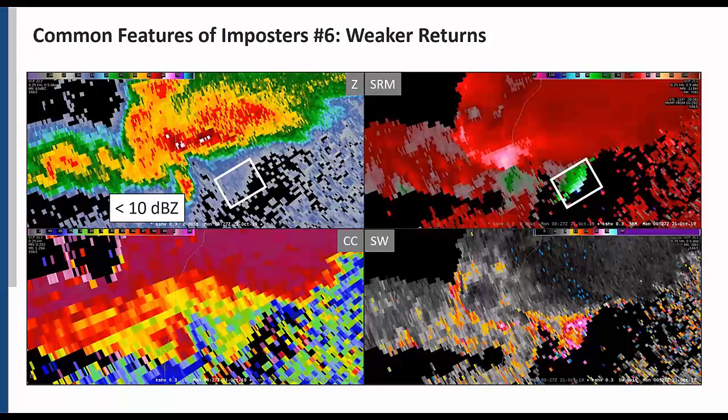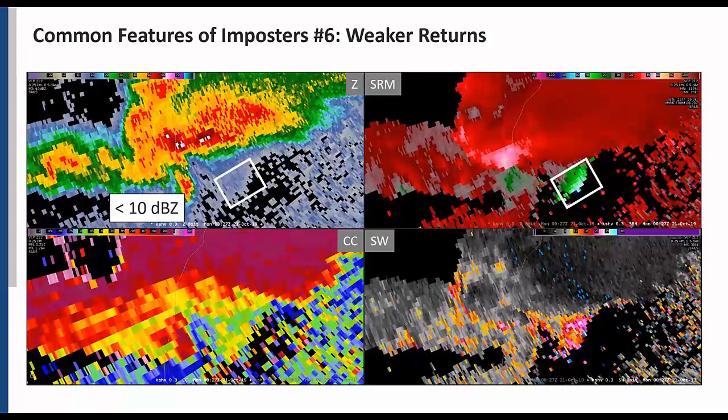But if you get somebody who is maybe not the most confident, they might see something like this and not realize that you've got a perfectly good circulation back here, which is more co-located with the reflectivity hook with this storm. And so that could definitely mess people up if they're not the most comfortable. So those are all things that I would call common features.